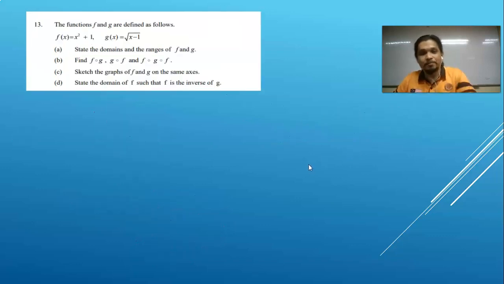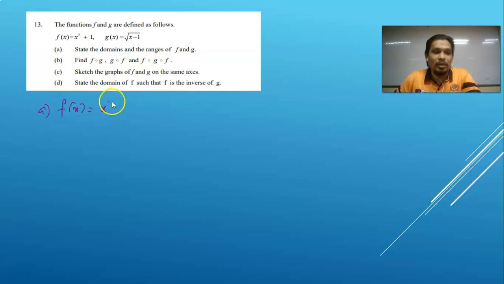Next question. The functions f and g are defined as follows. State the domain and range of the functions f and g. Okay, so here, for the function f(x) equal to x squared plus 1, this is quadratic, am I right? And then g(x) equal to the square root of x minus 1.